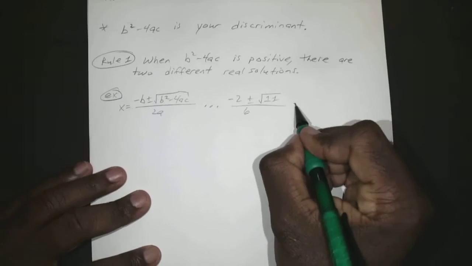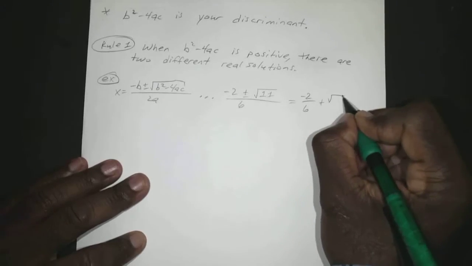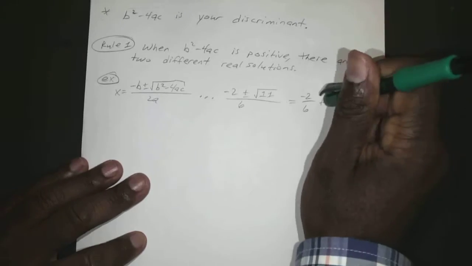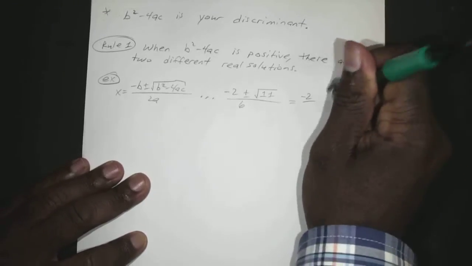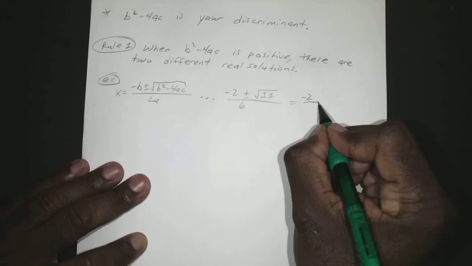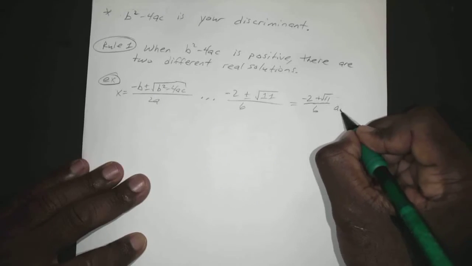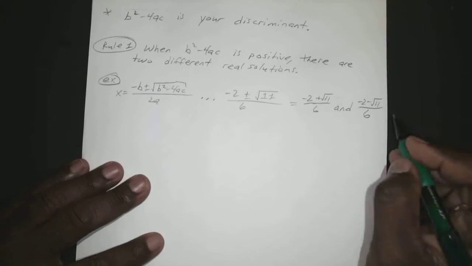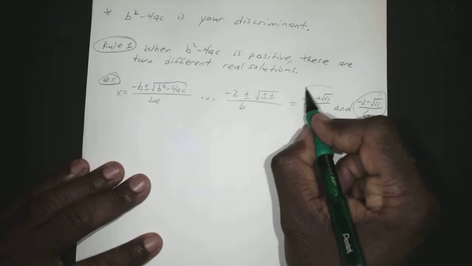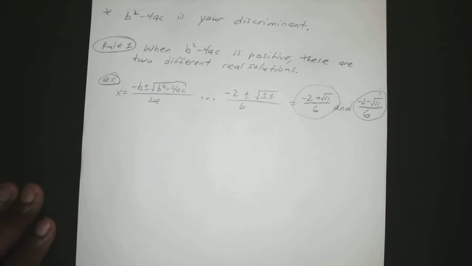Then that means this will become negative 2 over 6 plus square root of 11. Oh, actually just make that 1 instead of making it more complicated than it needs to be. So negative 2 plus square root of 11 over 6, and negative 2 minus square root of 11 over 6. Okay? So whenever that discriminant is greater than 0, you're always going to have 2 solutions.